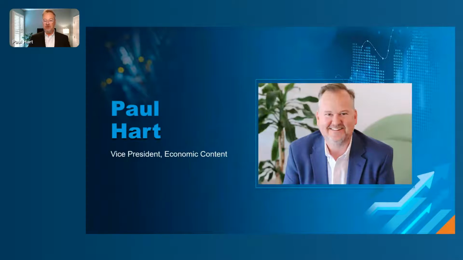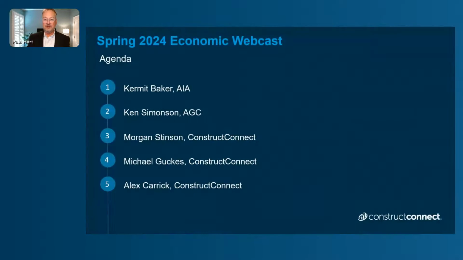Once again, we are very fortunate to have a panel of top experts on the North American construction economy. Here's what we're going to be covering over the next 90 minutes or so. We'll begin with Kermit Baker, the chief economist for the American Institute of Architects. Kermit will share his thoughts on recent trends in construction spending, headwinds facing the commercial construction real estate sector, and of course, the latest results from the Architectural Billings Index, the ABI.